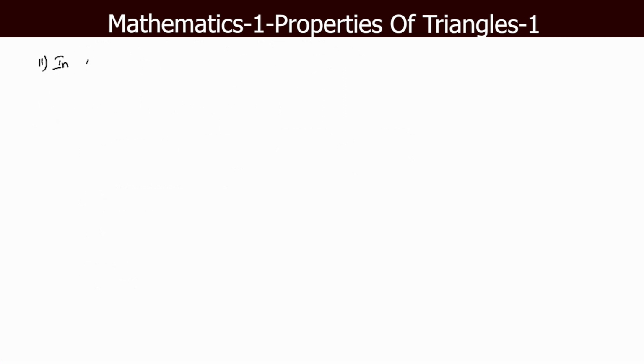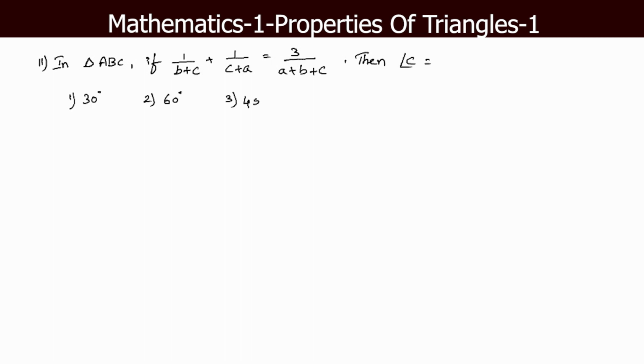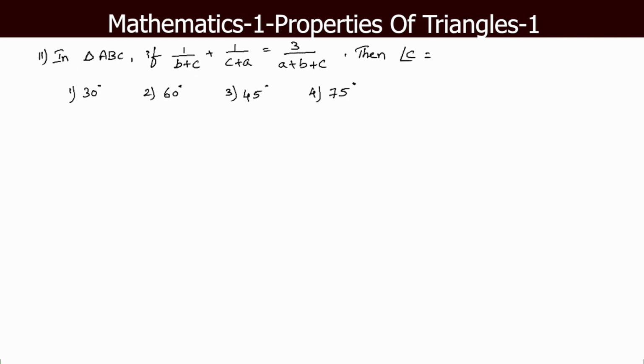Next, the 11th problem. In triangle ABC, if 1 by b plus c plus 1 by c plus a is equal to 3 by a plus b plus c, then angle C is equal to: 1) 30 degrees, 2) 60 degrees, 3) 45 degrees, 4) 75 degrees. Generally, these are very standard formulas which are asked in many competitive examinations as well as intermediate plus 2 stage also. And whenever you get 1 by b plus c plus 1 by c plus a is equal to 3 by a plus b plus c, then you can always conclude that here c is a common side in the hypothesis.